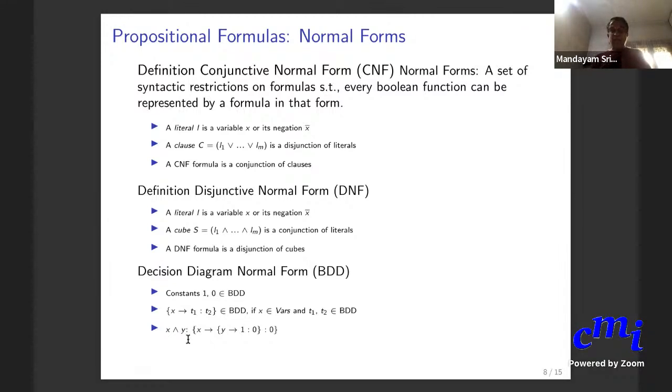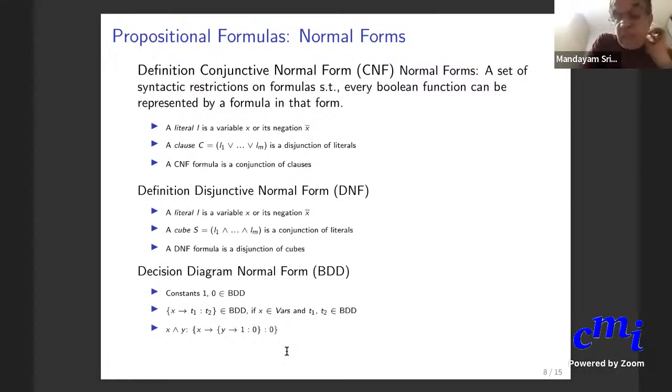For example, X and Y can be represented by a two-level nested BDD form. So if X is true, then if Y is true as well, the value is 1. If X is false, then of course it has to be false. And if X is true and Y is false, then also it has to be false. So every Boolean function can be represented using this.